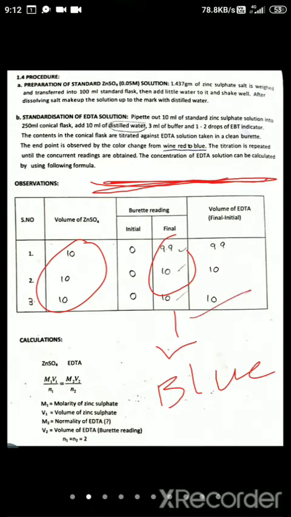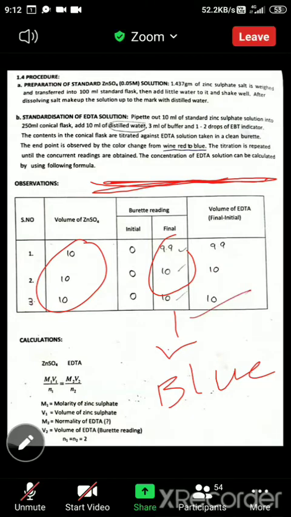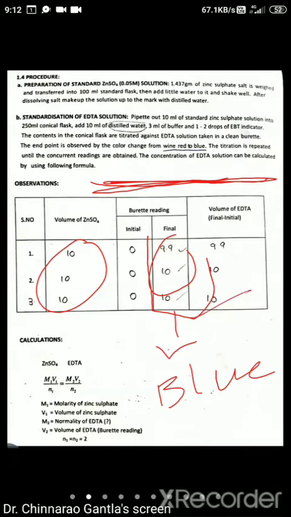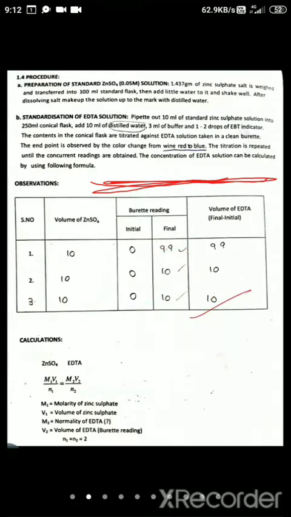Important: it's not rocket science, it is a very simple reaction. This is the burette reading calculated, and from these values we calculate everything. For ZnSO4 and EDTA, M1 V1 by N1 equal to M2 V2 by N2. M1 is the molarity of zinc sulfate. V1 is the volume of zinc sulfate. M2 is the molarity of EDTA solution. V2 is the volume of EDTA, the burette reading. N1, N2 is equal to 2.